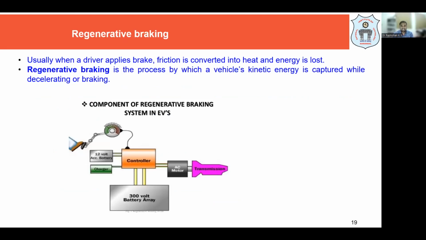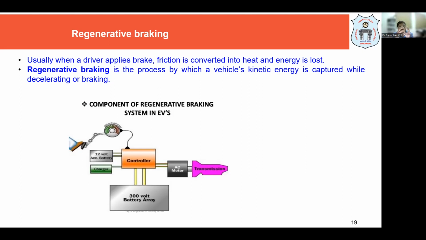And I told you regenerative braking is present in hybrids and fuel cells, right? So what is regenerative braking? It's a new term for chemical engineers particularly. Usually, when a driver applies a brake, the friction is converted into heat and the energy is lost. When you apply a sudden brake, you will see heat and even smoke coming out, right? So we are losing the energy there.